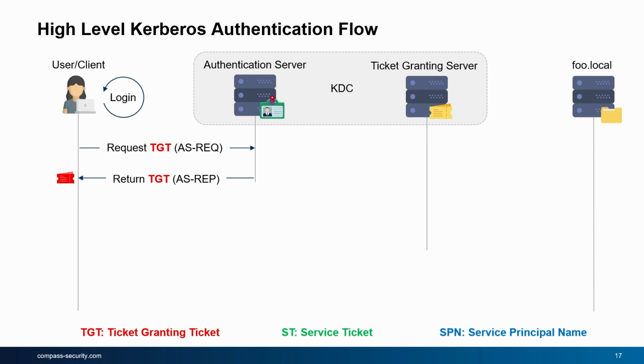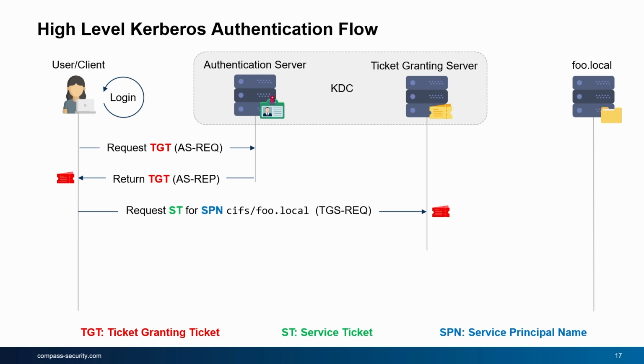And with that ticket granting ticket, we can then perform the next step in the Kerberos Authentication Flow, where we go to the ticket granting server and now ask for a specific service ticket for the service that we want to access. So in our case, we request a service ticket for a specific SPN, namely the SPN CIFS on foo.local, which will be the SPN registered for the file share service over here.